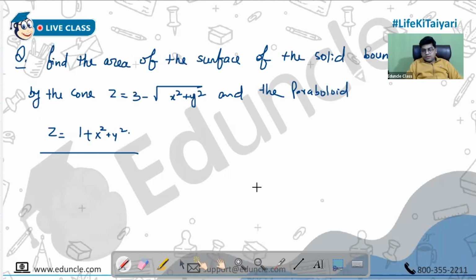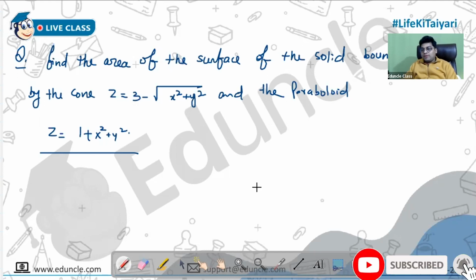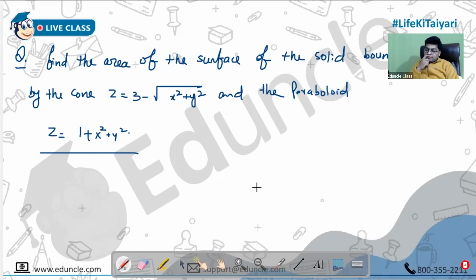Find the area of the surface of the solid bounded by the cone and the paraboloid. I myself don't understand. We have to take this surface because we have to find del z by del x whole square, del z by del y whole square, and then the double integration of under root 1 plus del z by del x whole square plus del z by del y whole square into dx dy. Are you getting my point, student? Yes or no?